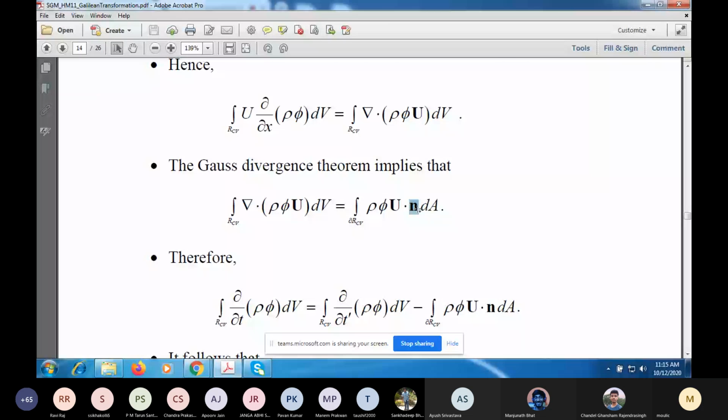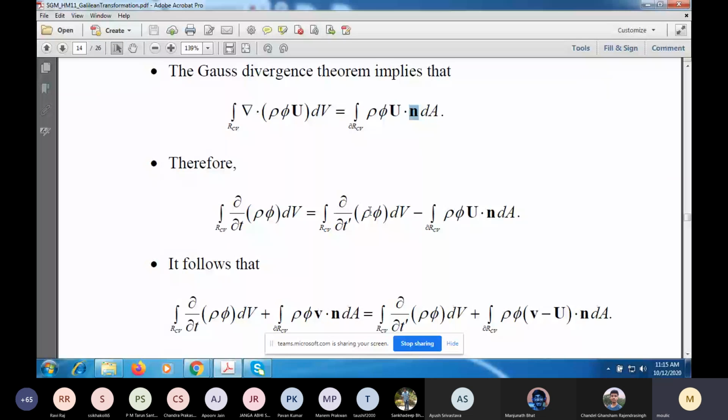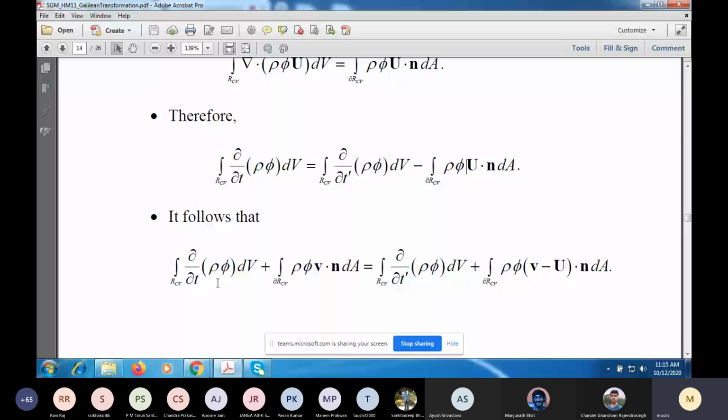So therefore, the volume integral of del del t here I can write as the volume integral of del del t prime minus this surface integral. Okay. And in Reynolds transport theorem, we have two terms. One is this unsteady term, the other is the flux of the property convected by the absolute velocity. So there are two terms here on the left hand side which you see in any book on fluid mechanics when you look at Reynolds transport theorem.